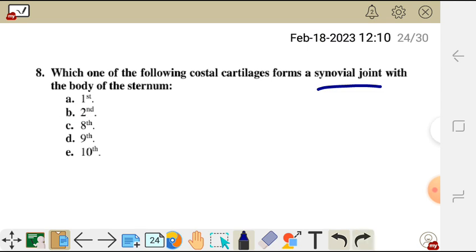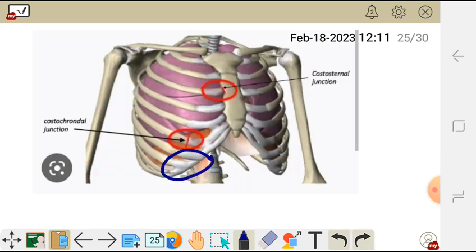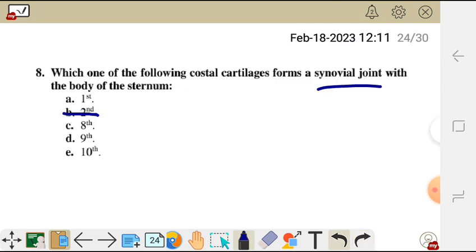So when you look at the 8th, 9th, and 10th, these ones, they do not even attach to the sternum directly, but they attach to the costal cartilage above it. Like for the 8th, it attaches to the 7th cartilage there, and the 9th attaches to the 8th, and the 10th attaches to the 9th costal cartilage. They do not attach directly to the sternum. So the synovial joint here is the second one. The first one is a primary cartilaginous joint. So question 8, correct answer is B.